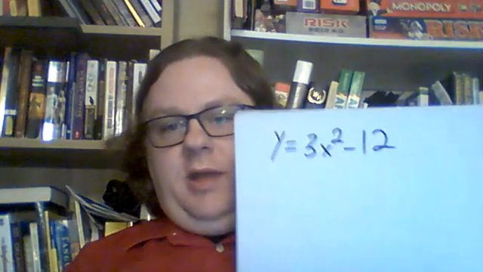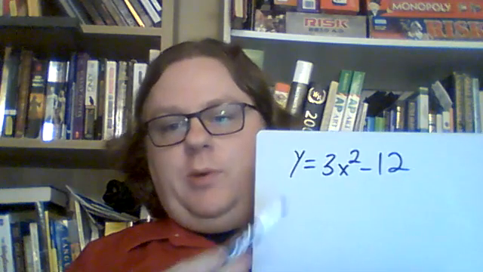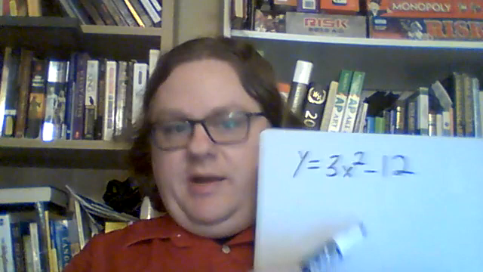Let's see, they give us this equation, y equals 3x squared minus 12. And they ask us to find the y-intercept. So we need to find what y equals when x equals 0. That's what y-intercept means. So I'm going to put in 0 for x. 0 squared is 0. 0 times 3 is 0. So y equals negative 12. That one's pretty easy. The next one is a little more complicated.